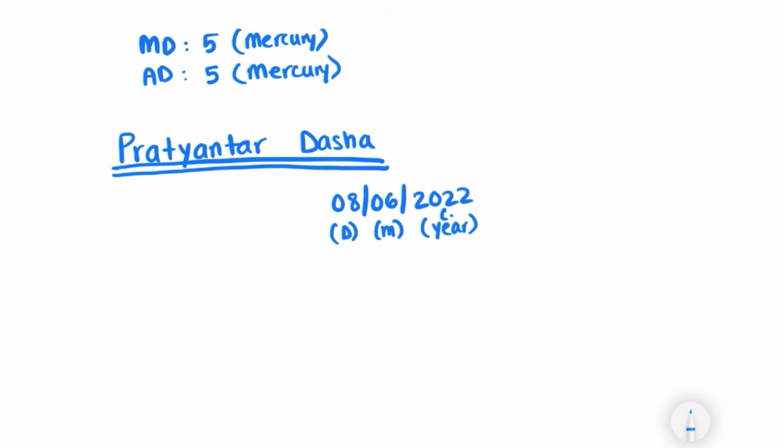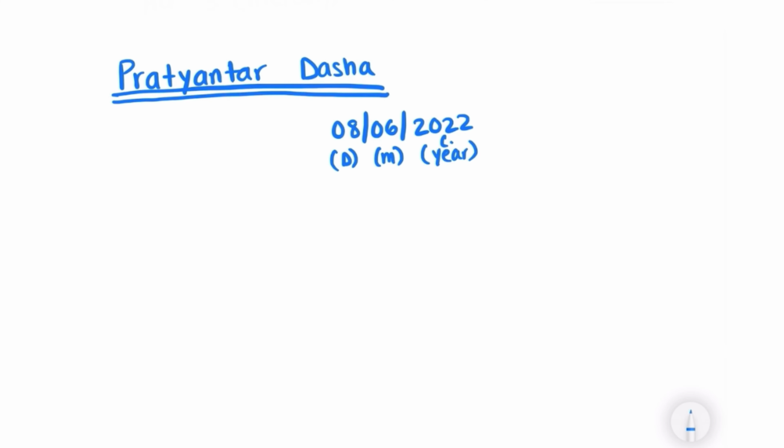Current year. Okay, and we know that this person's Antardasha starting from this date is 5, right? So this is a very important piece of information. If the Antardasha is 5, then Pratyantardasha will also start from 5. Okay, so here what we will do is we will do 5 times 5, which is 25.